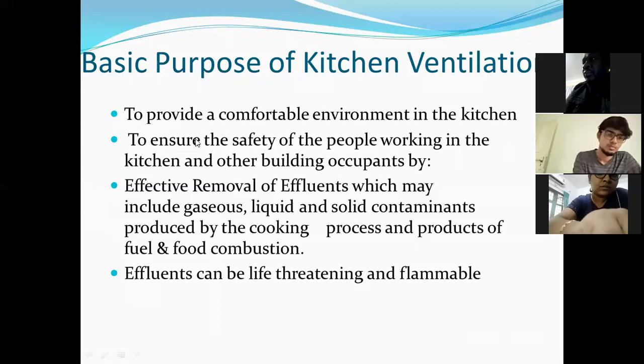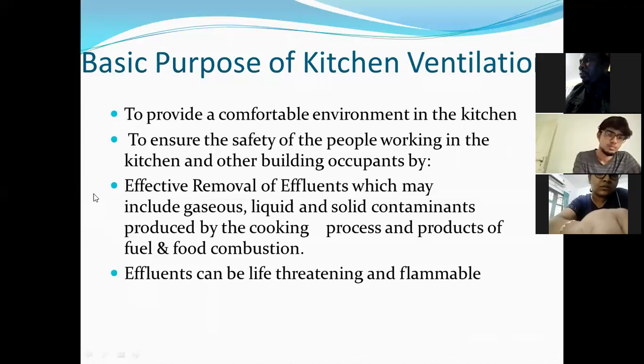Next, to ensure the safety of the people working in the kitchen and other building occupants. Because you are mainly dealing with fire inside the kitchen, safety is very important. So an air ventilation system should be maintained in the kitchen, so we can ensure safety to the people who are working inside the kitchen.